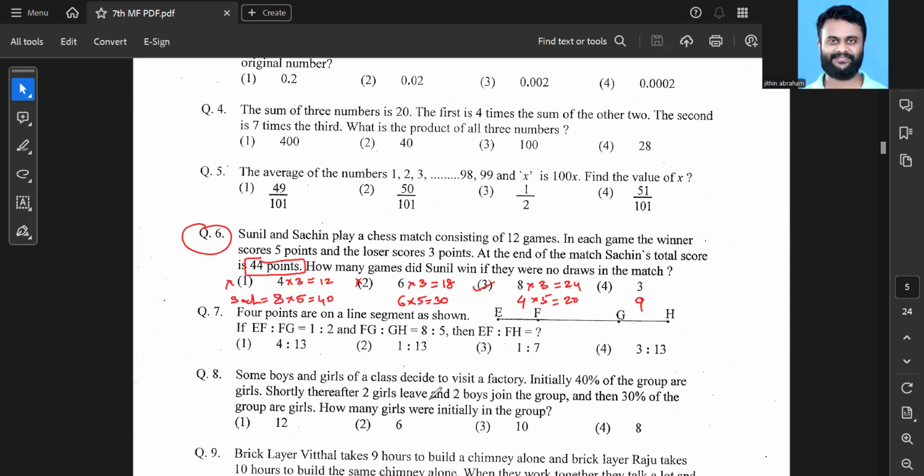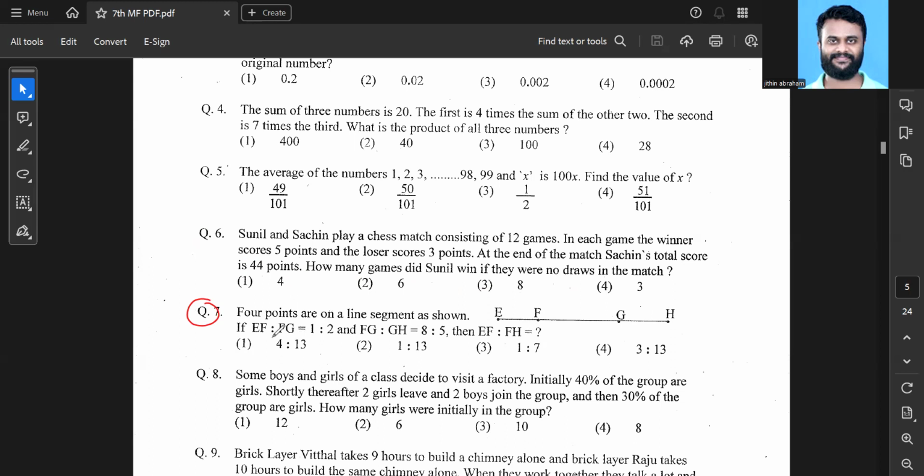Now going for the next one. Seventh one: 4 points are there on the line segment as shown, E, F, G, H. They say EF upon FG is 1 is to 2. So EF and FG are in the ratio of 1 is to 2, and FG and GH are in the ratio of 8 is to 5. Now they want us to find the ratio of EF upon FH.